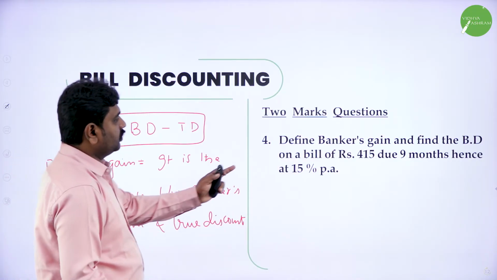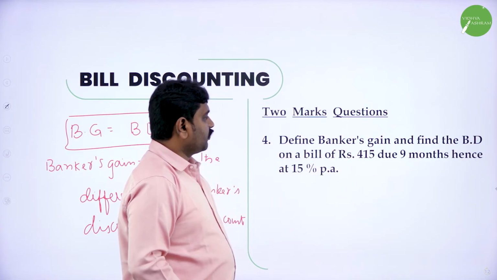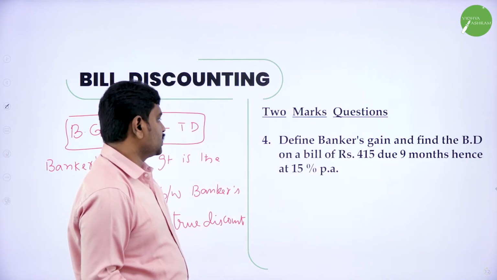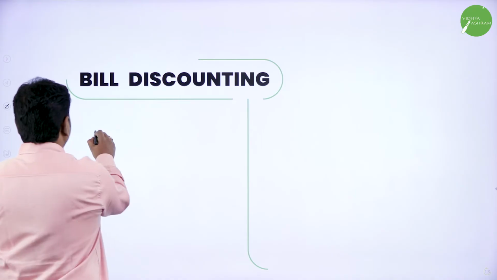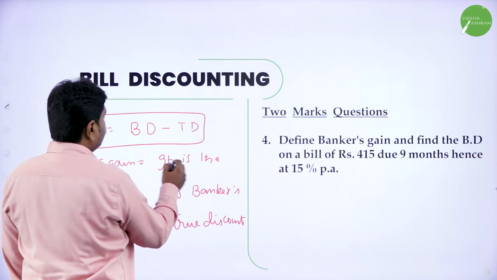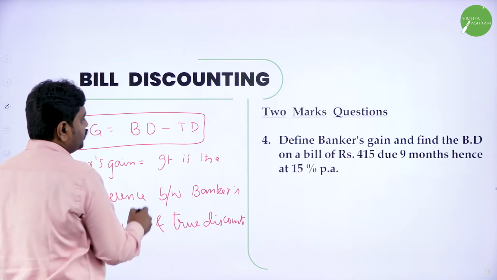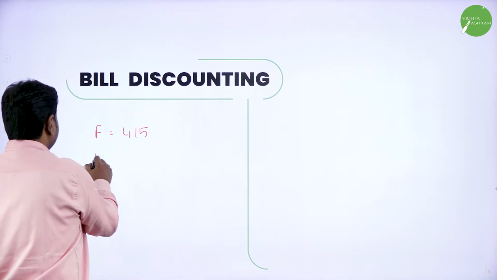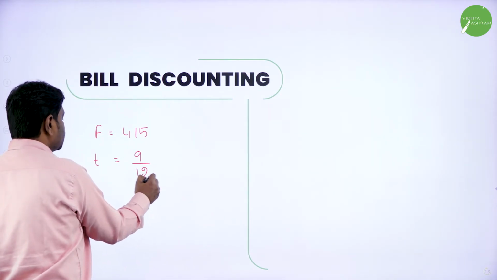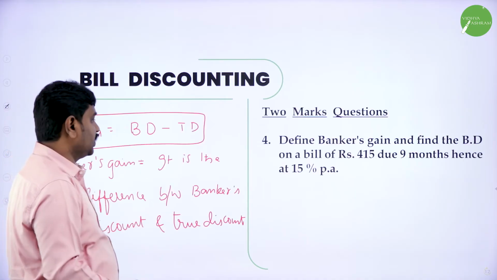Further, a bill of rupees 415 due in 9 months. So the bill's face value is given. What is the face value they give? Rupees 415. It is due after 9 months, so the time period is 9 months. I told you if it is months, convert it into years by dividing by 12.